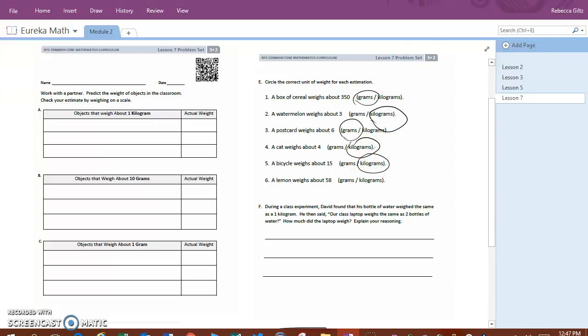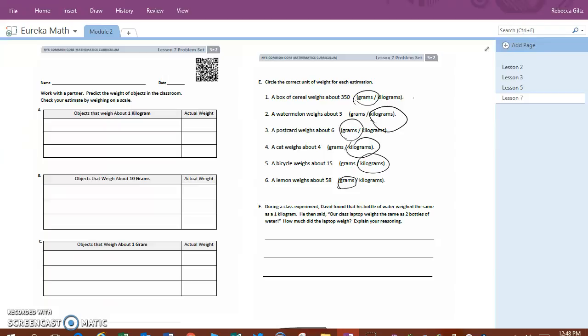Number 6. A lemon weighs about 58 grams or kilograms. Well, again, it's kind of like the cereal. We wouldn't be able to really lift it if it was kilograms to squeeze it out and get that good juice out of it. So it has to be 58 grams. Okay, so that's all about trying to decide which is the best unit of measure for those different items.